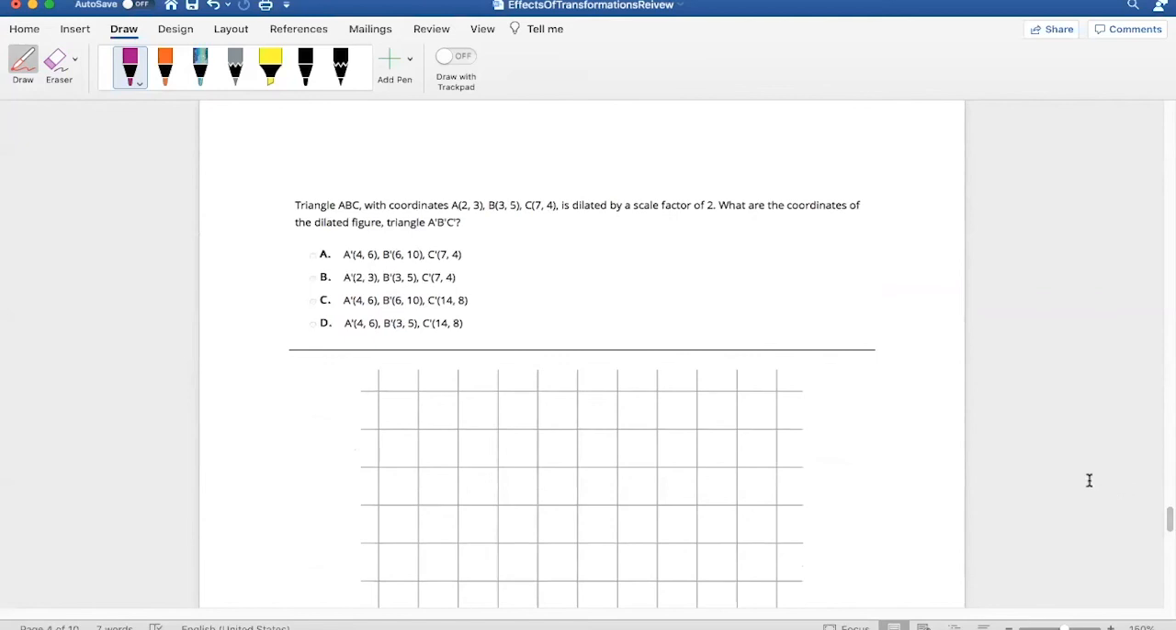Got a couple more just to go over with you. This one's that scale factor of 2. Again, whenever you're dealing with scale factor, you're multiplying, whether it's a whole number or the decimal. So we're going to multiply everything by 2. So here's our original 2, 3. So once it's dilated with a scale factor of 2, it's going to become 4, 6. I just multiply both of those by 2. Same thing here. Multiply both of those by 2. And same thing here. And that would be your new point, A prime, B prime, and C prime.